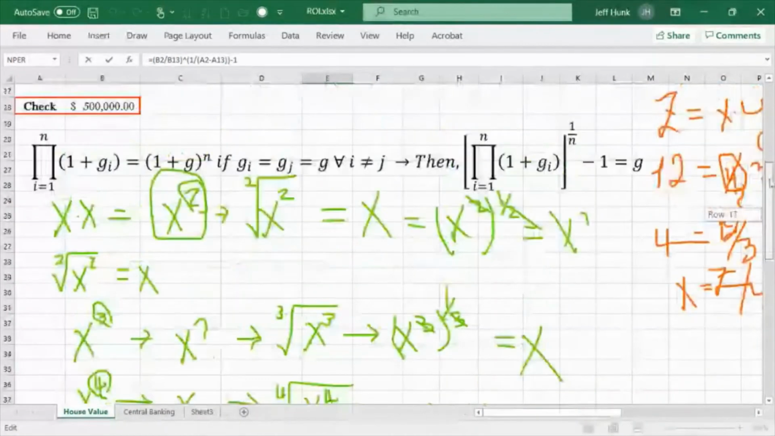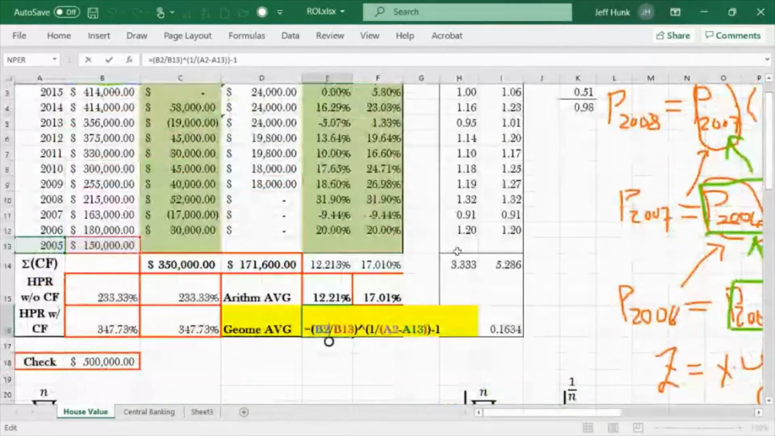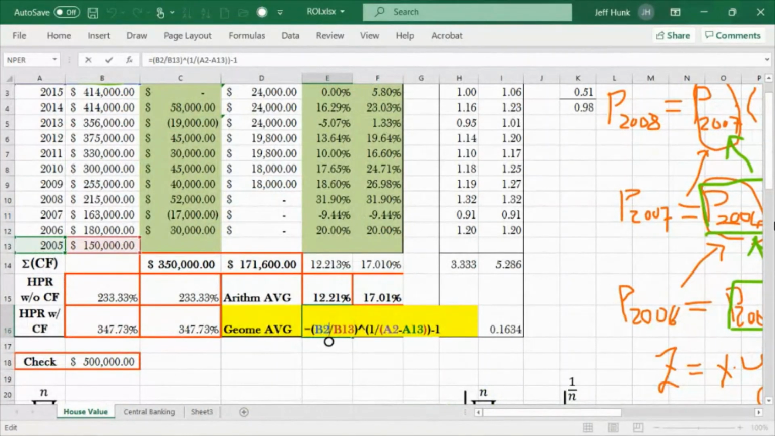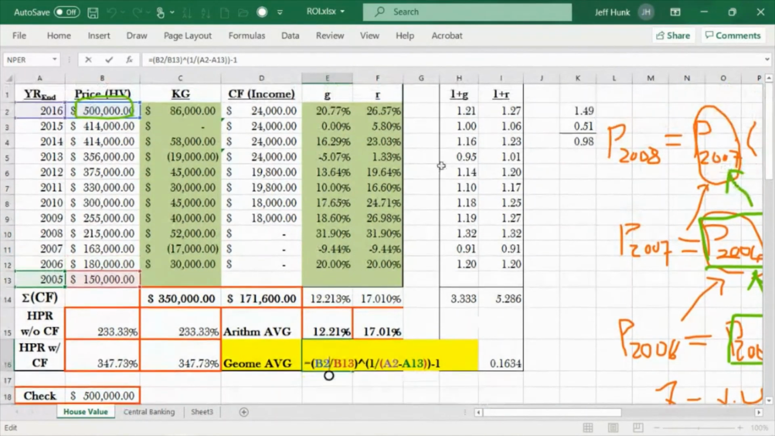This is P(t+n), right? What's in B2? That's P(t+n), the price in 2016, over P(t), raised to 1 over N. Why did I do this? Isn't it 11?